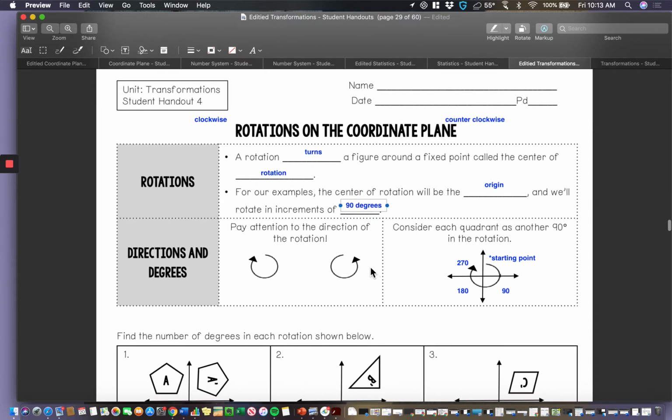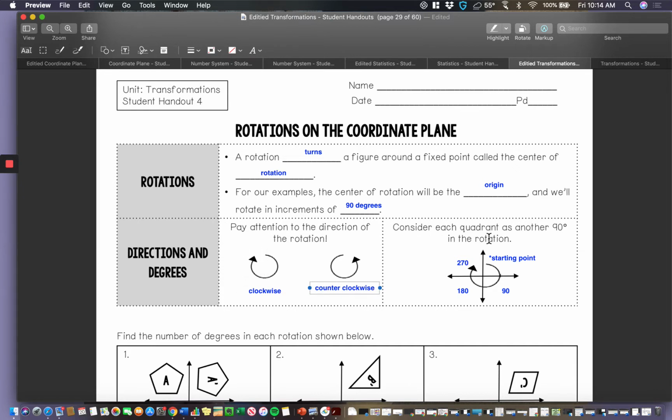Alright, so a couple important things here to remember. Pay attention to the direction of the rotation. So are we going clockwise? Think about a clock. You'd have 12 here and the clock moves to 1, 2, 3, 4, 5, 6 and so on. Moving clockwise is going in this direction right here. Or are we moving counterclockwise, meaning we're going in the opposite direction, like we're moving left, or kind of going right?